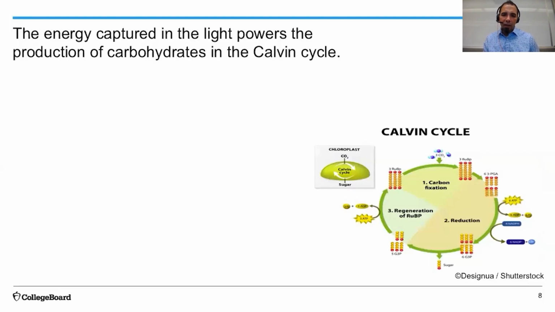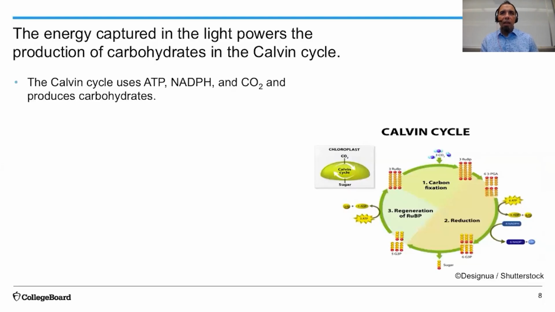And so finally, our last main idea, though, is the energy captured in the light powers the production of carbohydrates in the Calvin cycle. So the Calvin cycle uses the products of the light-dependent reactions, ATP, NADPH, and carbon dioxide, which is brought in, it's not a product, and produces carbohydrates. And so there you go, in that blue box there, we see the ATP coming in, we see the NADPH, again, those are coming in from the light-dependent reactions.